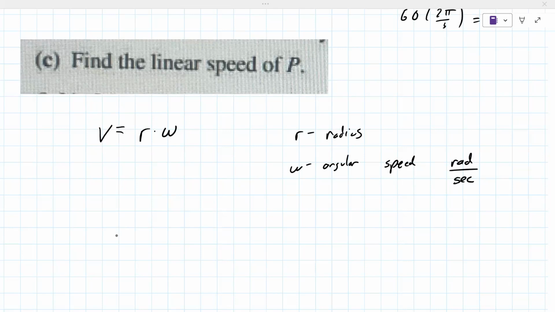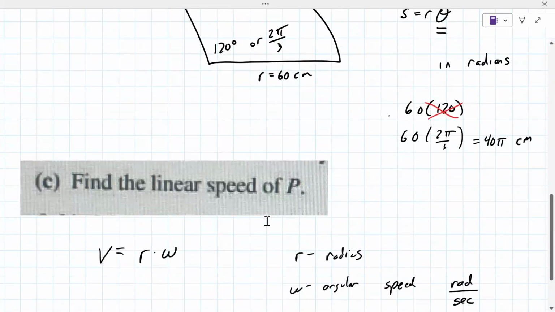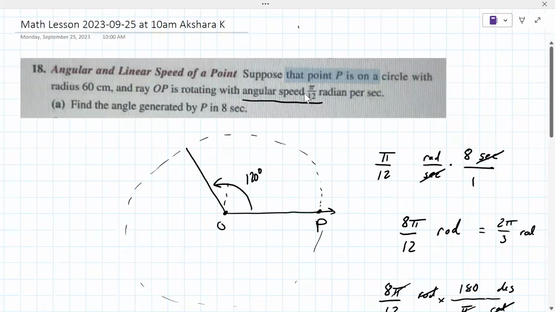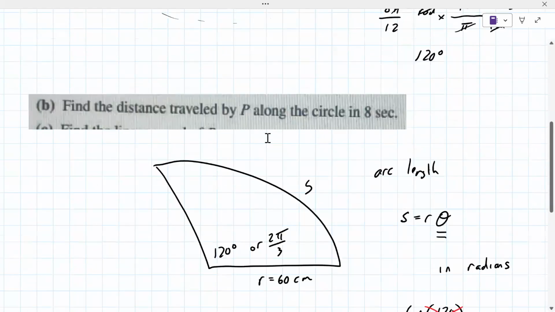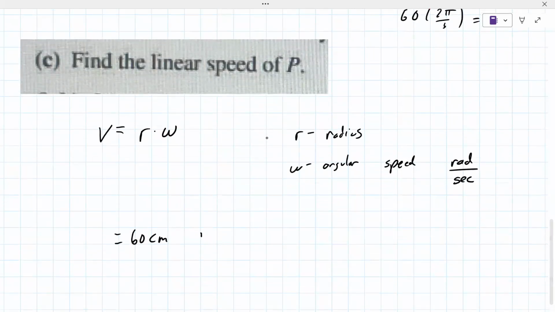All right, so you have your radius. Your radius is 60 centimeters. Your angular speed was given in the original problem as pi over 12 radians per second. All right, so the speed ends up being 60 pi over 12, or 5 pi centimeters per second.